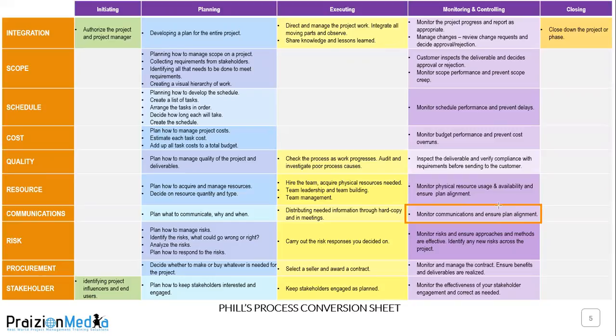So whenever I say ensure plan alignment, that just means change whatever is not working and ensure that what is in the plan is being executed. Next, we have monitor risks and ensure approaches and methods are effective. Identify any new risks across the project. That's a bit of a long one, but that process is a bit of a long one too.